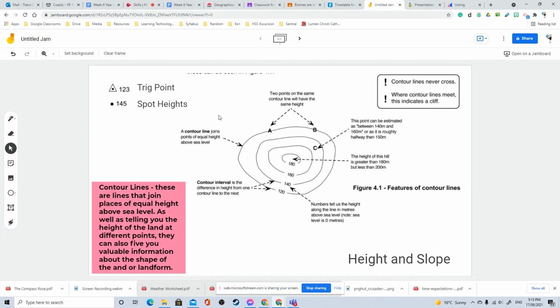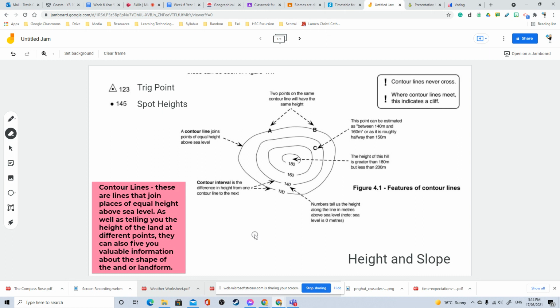Okay, welcome to our lesson on height and slope. Isn't that pretty? Yes, we're going to learn about how we identify height and slope and the shape of a slope on a map. Okay, first, a couple of things.